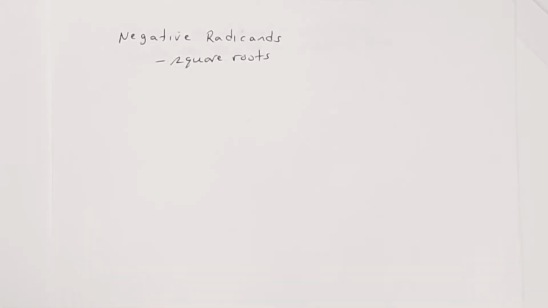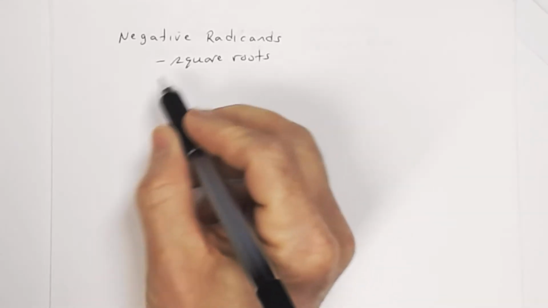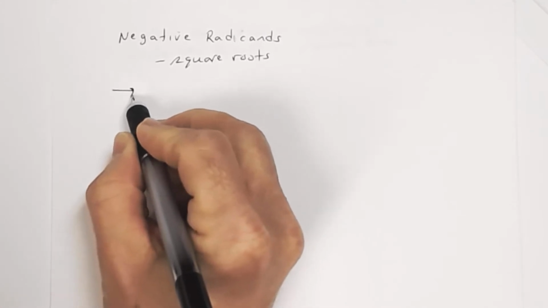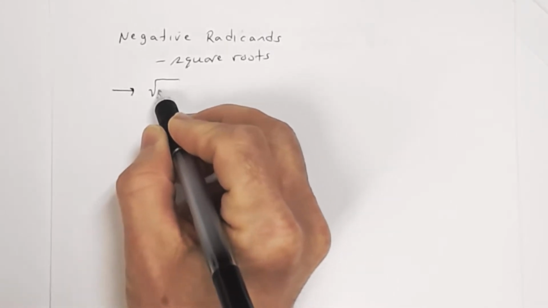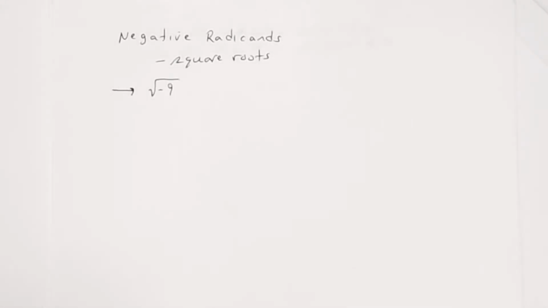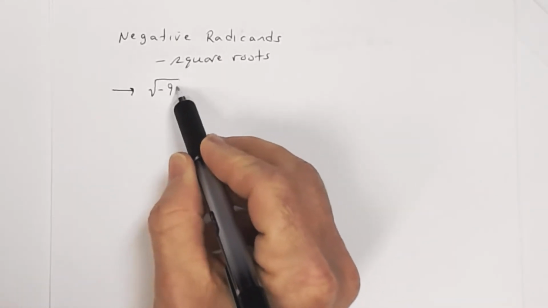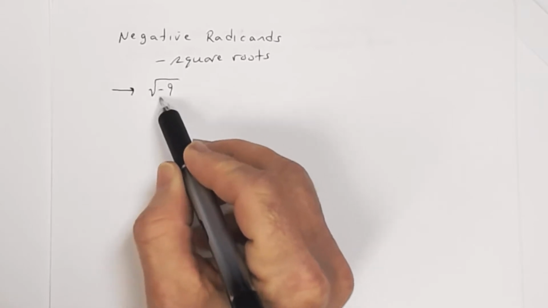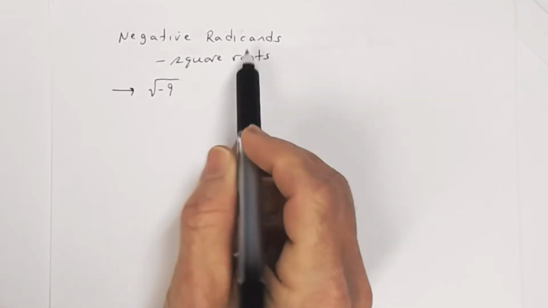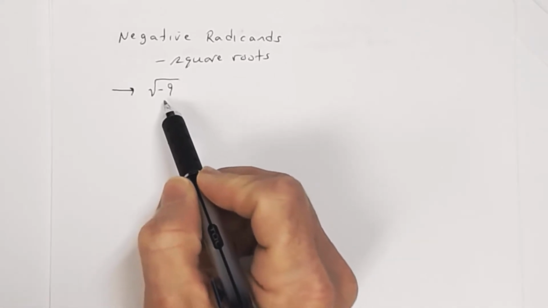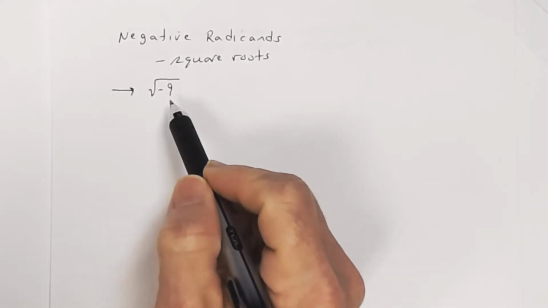In this lesson, we're going to be looking at simplifying negative radicands, and in particular, we'll be dealing just with square roots. In many of our problems, we'll have something that looks like this. We'll have the square root of, let's say, negative 9. What you want to do is deal with the fact that this radicand, and remember the radicand is the part of the radical that's under the square root, is negative 9. So I am dealing with a negative radicand.